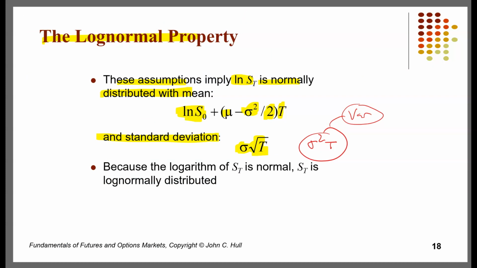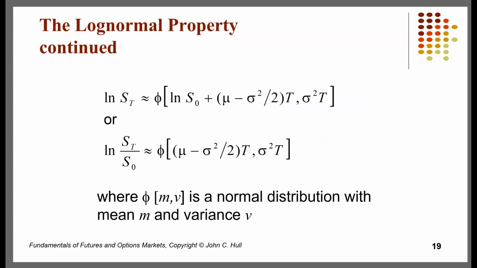Now, because the log of ST is normally distributed, ST is going to be log normally distributed, and we saw that earlier as well. And so the log normal property is that the log of ST is going to be normally distributed. Your book uses phi, or phi in French, to say normal distribution. Generally it is N. So normally distributed with the mean log of S0 plus mu minus sigma squared divided by 2 multiplied by T, and a variance sigma squared T.